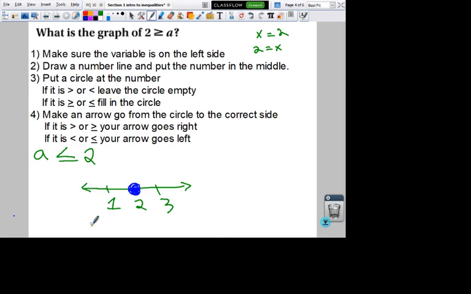Dang it. So I'm going to fill in my circle because I have this extra or equal to line. If I didn't have the line, I'd leave it open, or empty.